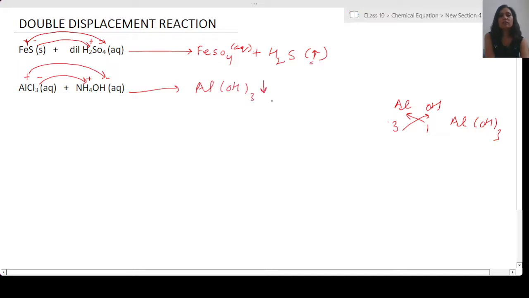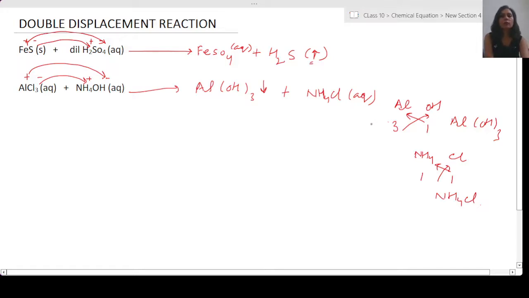It is a precipitate, that is aluminium hydroxide will be formed, plus NH4 and Cl will combine together. NH4 valency is 1 and Cl valency is also 1. So this one will go to NH4, this one will go to Cl. So the compound will be NH4Cl. So NH4Cl will be the other compound. It will be in the solution state, that is the aqueous state.